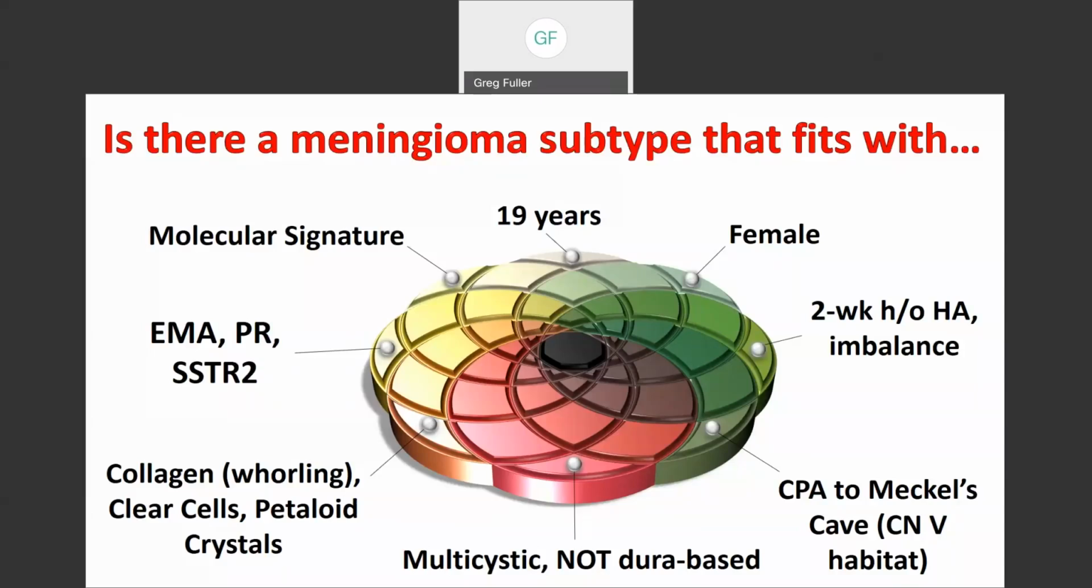All right, and then for differentiation markers, EMA, PR, SSTR2, meningioma markers are positive. A whole bunch of immuno was done, immunophenotypic profiling with negative markers that I'm not going to touch on in the interest of time. The only thing we don't have is molecular signature. All right, let's pursue this.